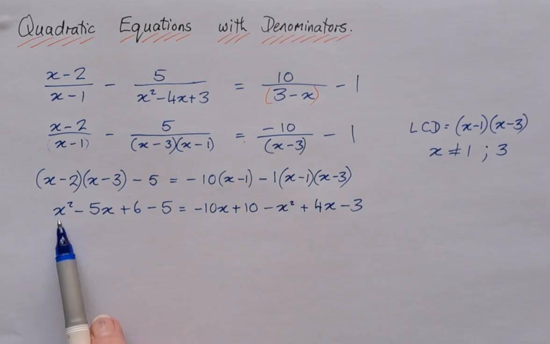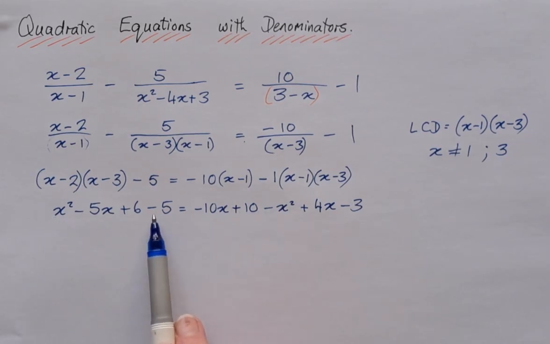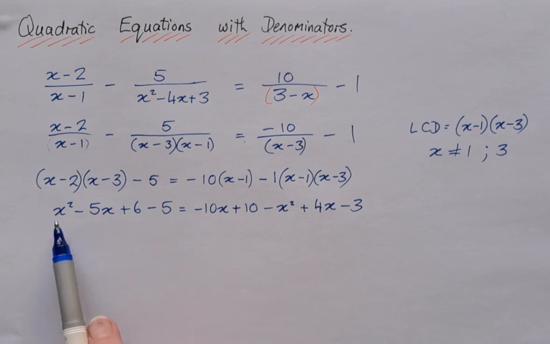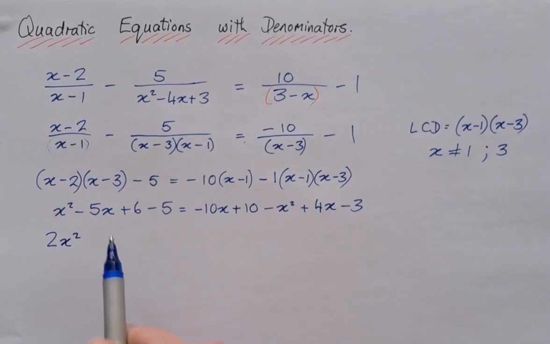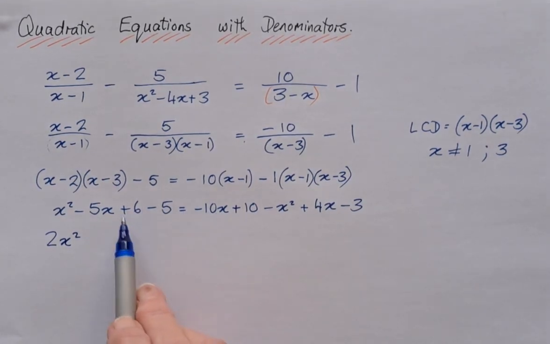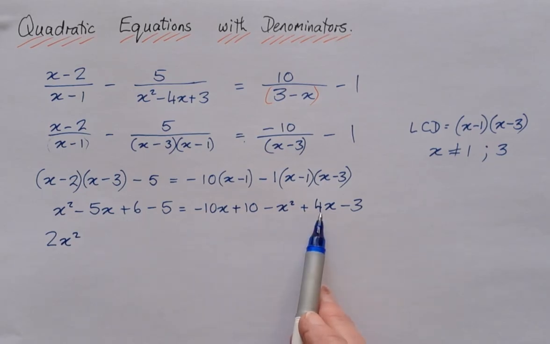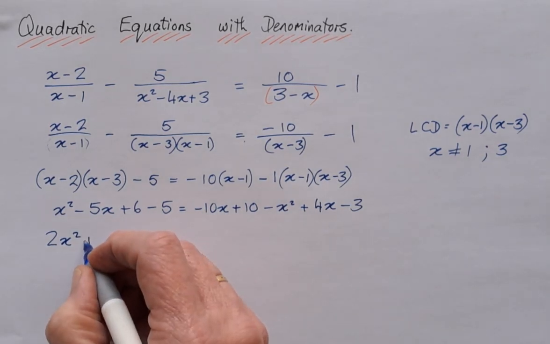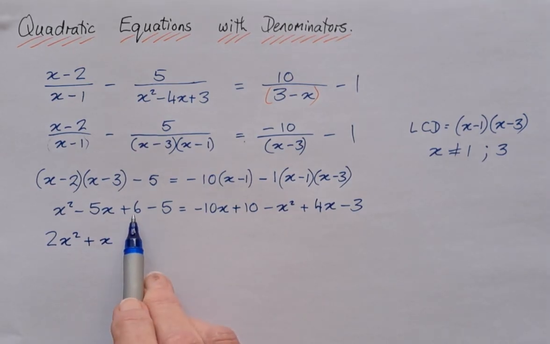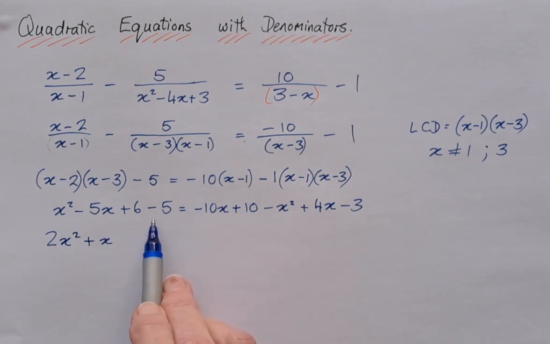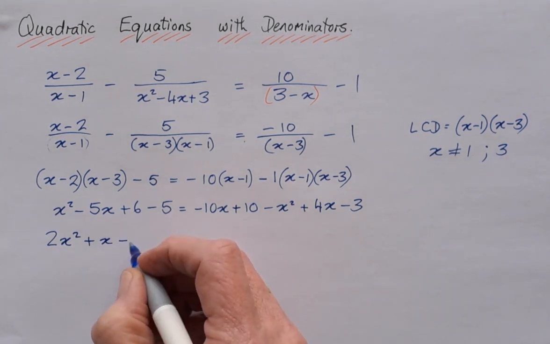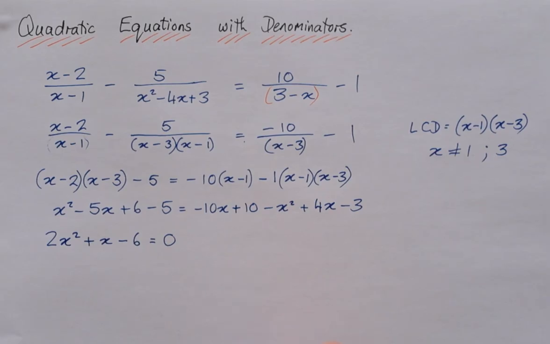So I'm going to say I've got x squared. This is going to come across the equal sign, so it will become plus x squared. X squared plus x squared is 2x squared. I have minus 5x plus 10x gives me 5x, minus 4x gives me 1x. Here I have 6 minus 5, which is 1. This is coming across. 1 minus 10 is negative 9. Negative 9 plus 3 is negative 6. And the other side is equal to 0. I know that I need to do that whenever it's a quadratic equation.